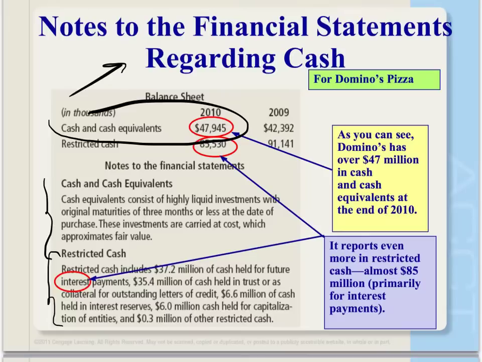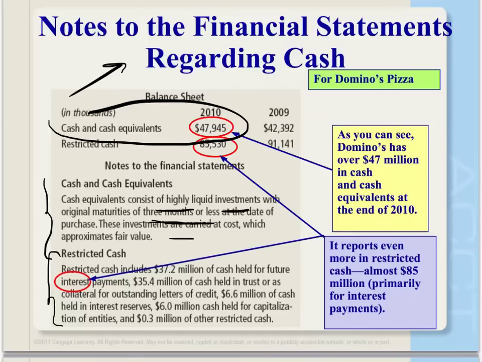So when in doubt, your notes to the financial statement should always address the company's cash balances and what they're made up of. Here they give you highly liquid investments, maturity in 3 months or less, carried at cost. Any details that you need, you can get from the notes to the financial statement.